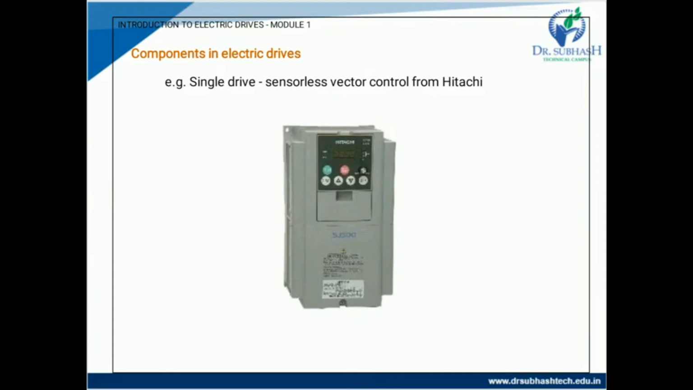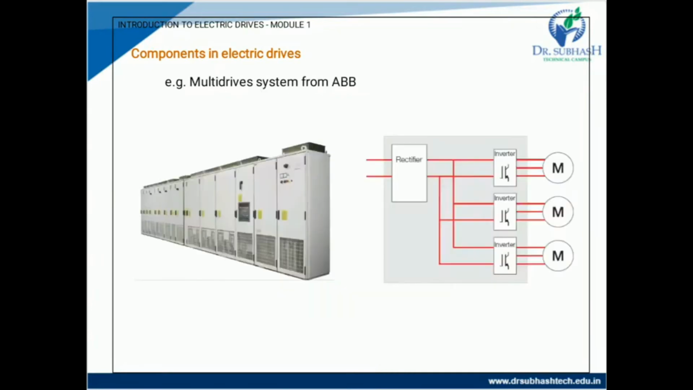And in the next slide, multiple drives from ABB. So this is the multi drive system from ABB in Gujarat. ABB is located in Baroda, so we can also apply for project jobs in ABB. You can go to the ABB website and apply. So these are the multi drives. The speed of a number of motors can be controlled by these multi drives.